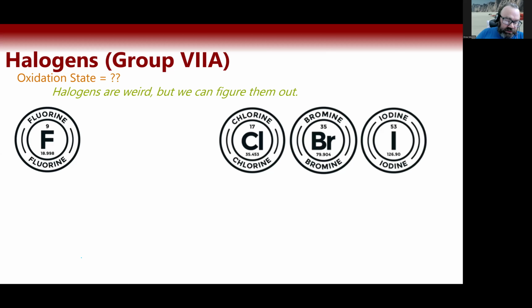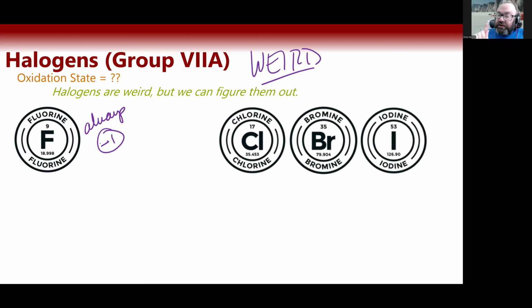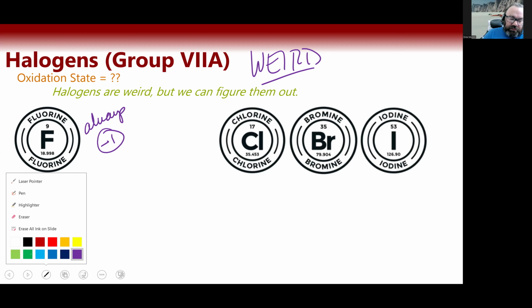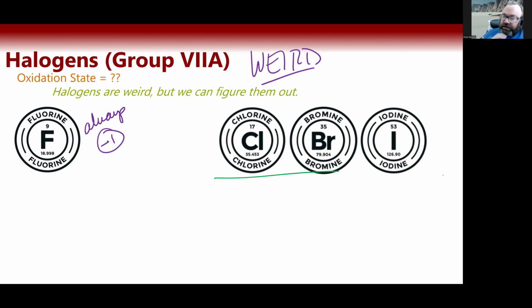Halogens. Now, halogens are something that we've always kind of said are weird. Fluorine is the only one that's not weird. Fluorine is always -1. And that's the same rule as the monatomic ion rule, right? Fluoride by itself is -1. The other guys have options, and this is something we're going to have to tease out as we go, and we're going to see in the next rule how we're going to figure this out.